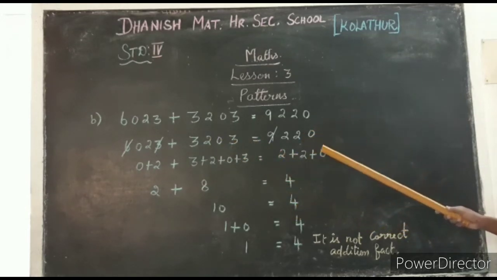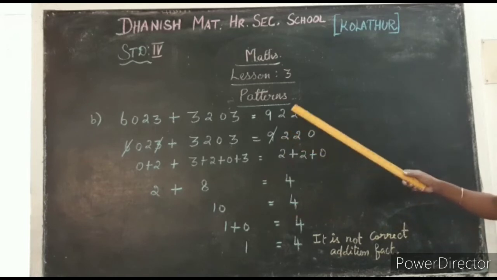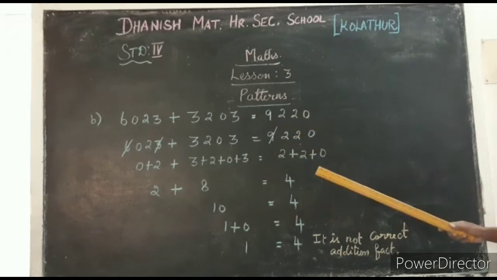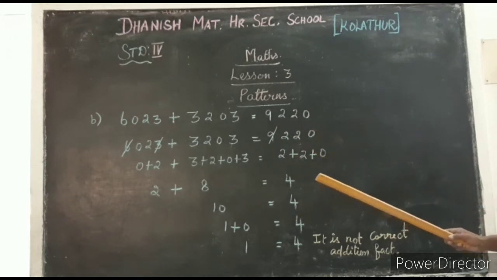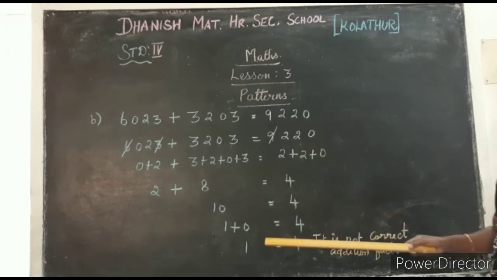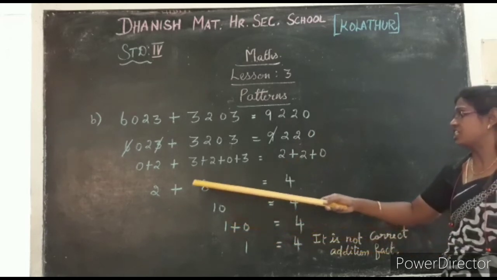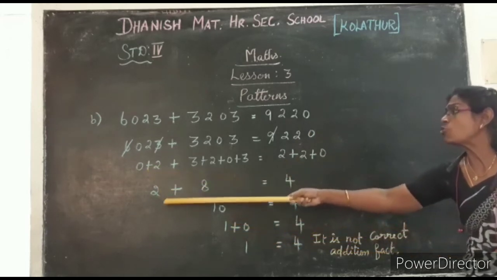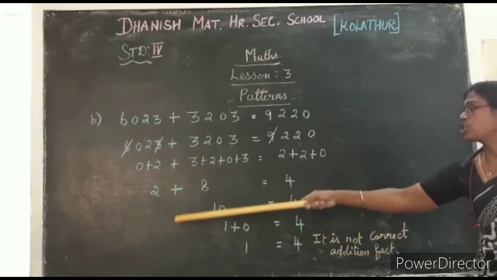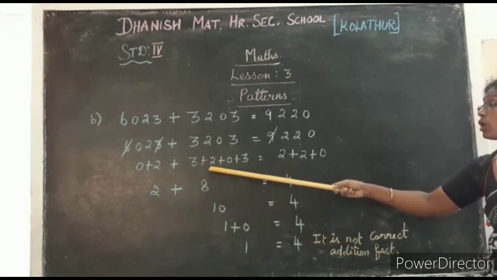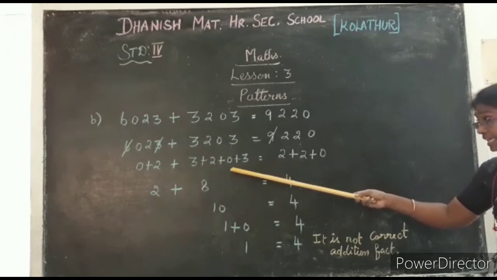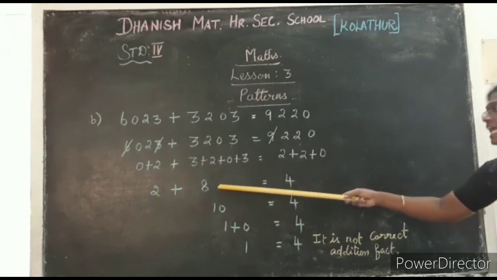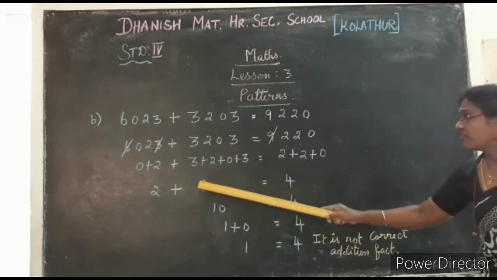Check the right hand side. Is any 9 there? Yes, 9 is there. So cast out 9. The remaining numbers are 2 plus 2 plus 0. So now we have completed the cast out. Now we have to do the addition. 0 plus 2 is what? 2. Right? 3 plus 2 is 5. 5 plus 0 is 5. 5 plus 3 is 8. So the left hand side is completed.